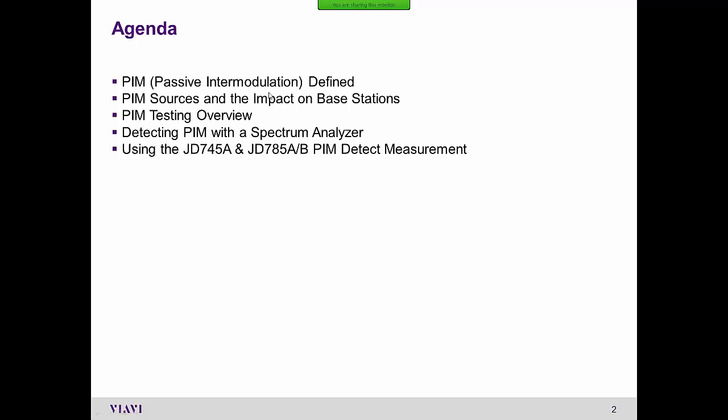Go over what the agenda is, which essentially is we'll talk about what passive intermodulation is. We'll define it. Then we'll talk about the various PIM sources and impact on base stations, and then we'll look at PIM testing overview. I think what we call PIM Detect is distinctly different from PIM testing in a number of ways, so I just want to make sure you understand that.